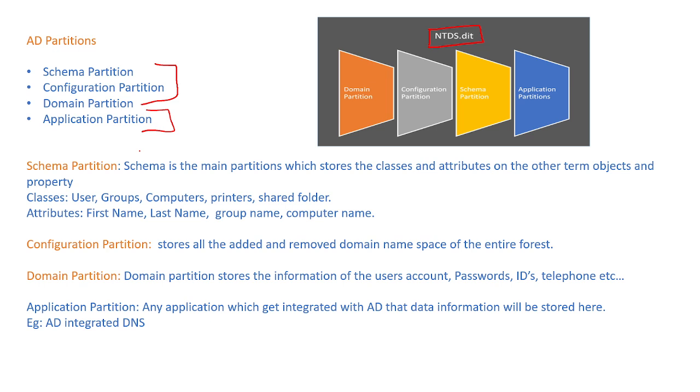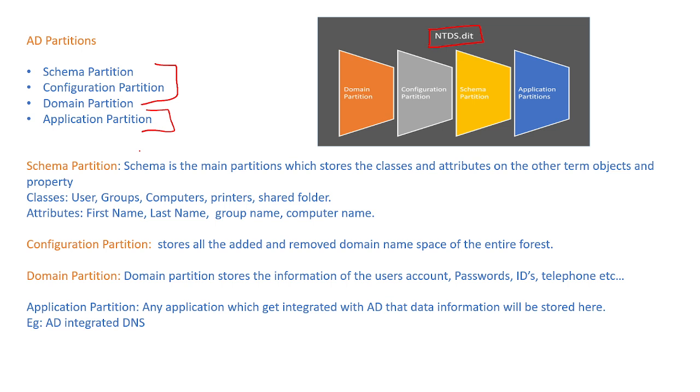Then the configuration partition. I told you, you can create multiple sites, a domain controller in Hyderabad, a read only domain controller in Bangalore, and in Bangalore you have the root domain controller. That configuration kind of information will be stored in the configuration partition. It also keeps hold of how many domain controllers we have and how many DNS servers we have in the estate.